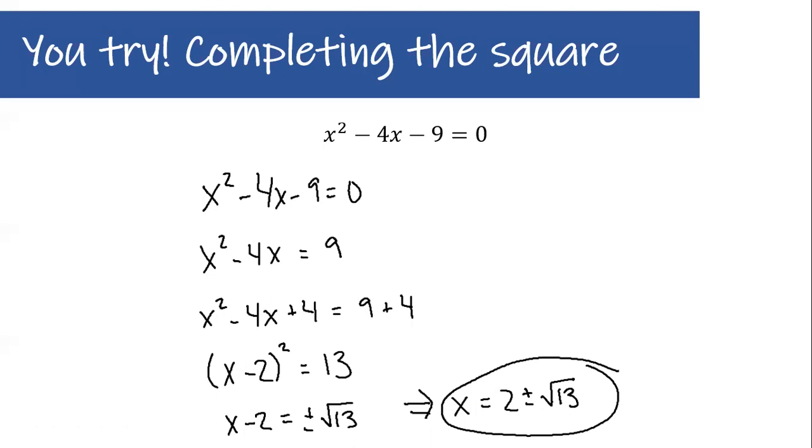Now on your test, you're welcome to write x equals 2 plus the square root of 13 and 2 minus the square root of 13. But just the way I have it circled there is sufficient. That is two different numbers.